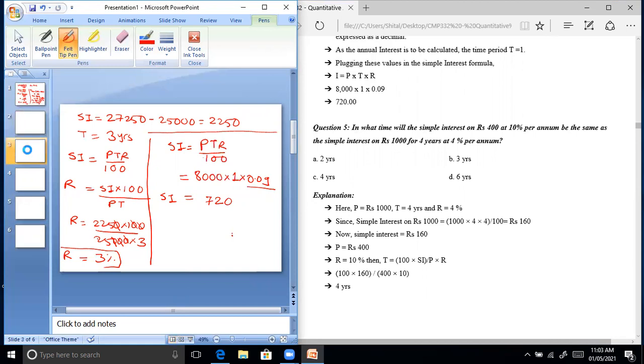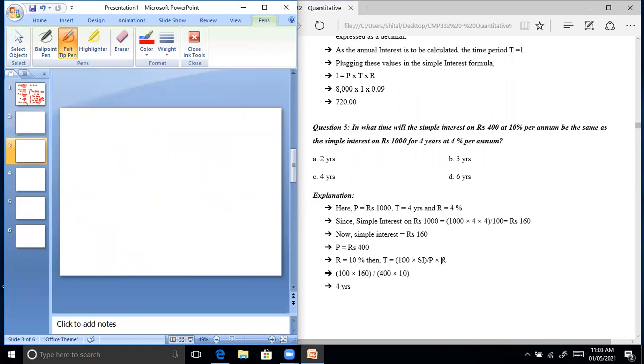Next question. In what time will the simple interest on rupees 400 at 10% per annum be the same as the simple interest on 1000 for 4 years at 4% per annum? Here the principal amount is given as 1000, time is 4 years, and rate of interest is 4%. For the second thing, you will calculate simple interest as 1000 into 4 into 4 divided by 100, and you will get 160.